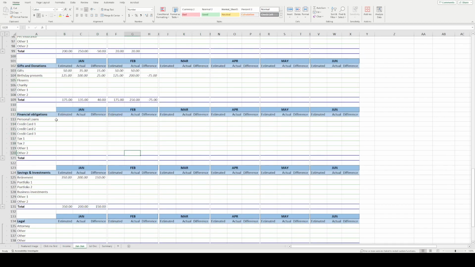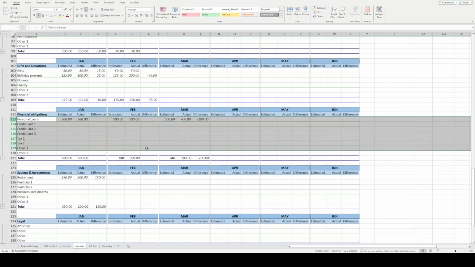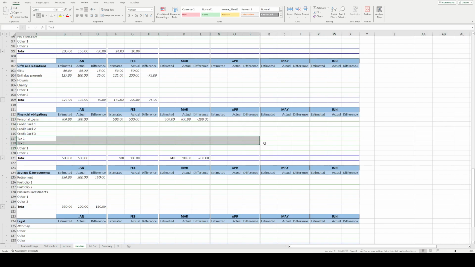Financial obligations. So what we're looking for here is how much money is going out of your bank account. So we have a personal loan that we decided we want to pay 500 euros every month, and that's what we pay. But in March we actually want to pay 700 because we have some extra cash. Great.